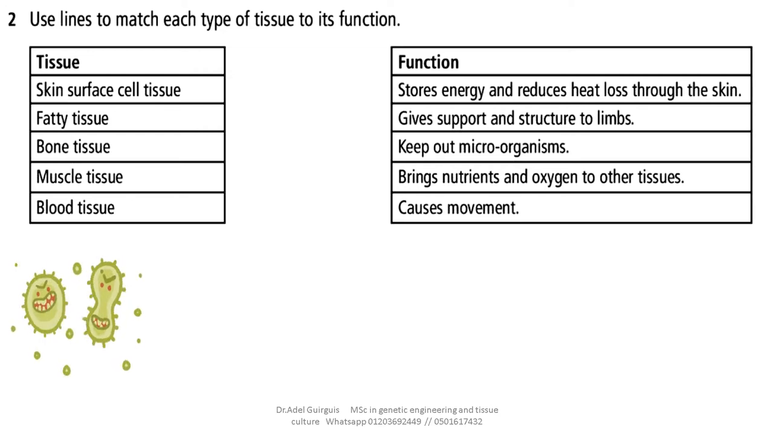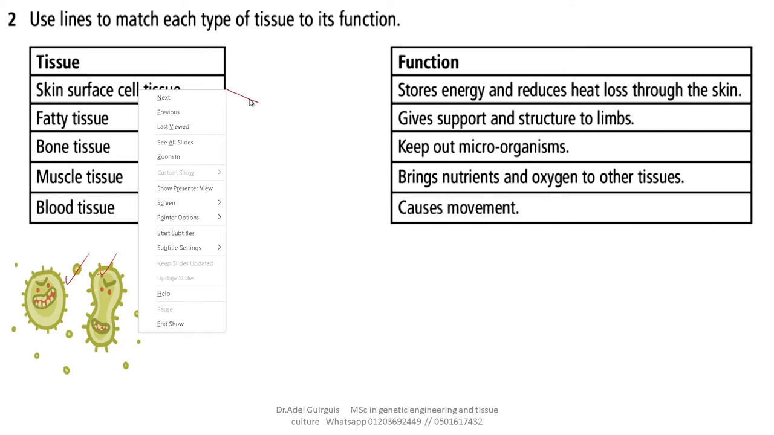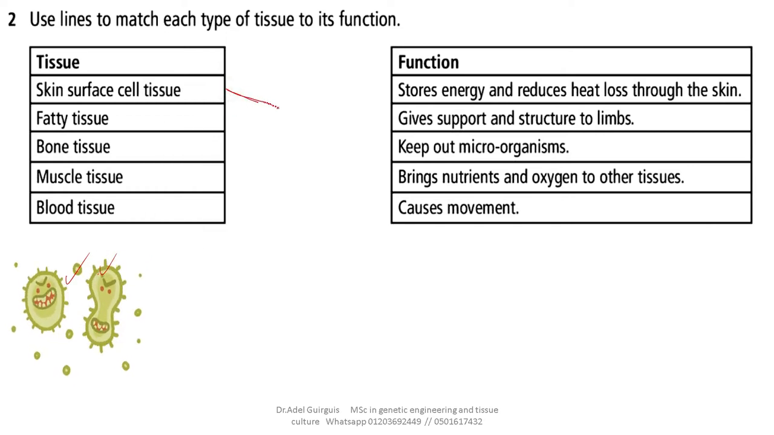Look please at the first tissue, skin surface cell tissue. As you know, our skin is the first line of defense against entry of microbes, like bacteria and fungi, that try to invade our body and infect us with certain diseases. So our healthy skin surface cell tissue keeps out microorganisms. So the answer here is keep out microorganisms. This is the first one.